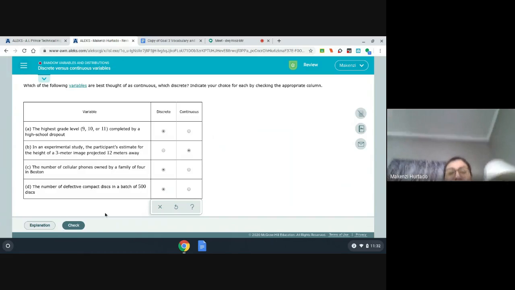So one of the things you might notice is when we're talking about measurement, measurement is continuous because the numbers exist in between. And whenever it says the number of, you're usually counting those things. So those are discrete.